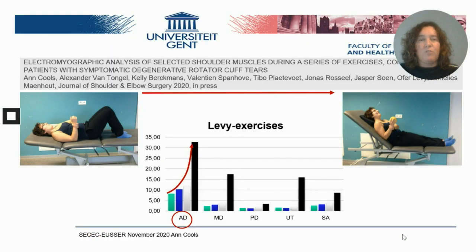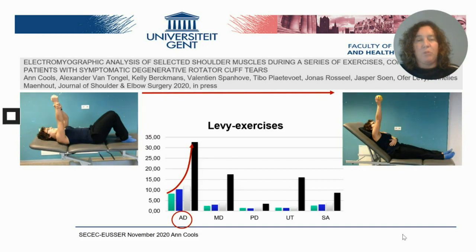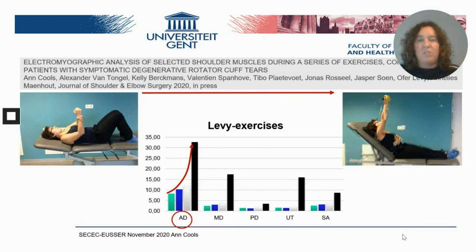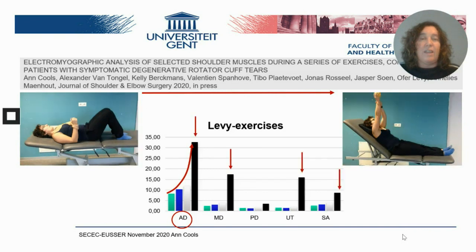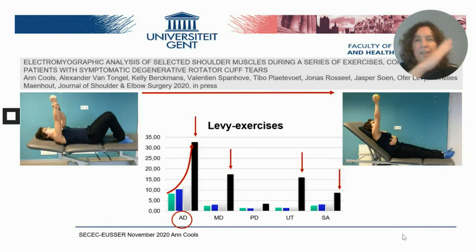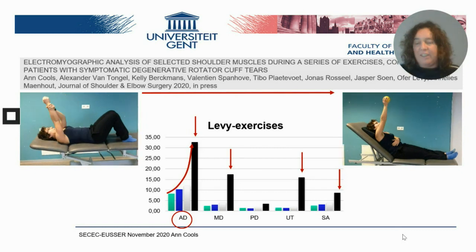Also, during the Levy exercises, we saw that the anterior deltoid was more activated when we increased the progression from a passive version on the left side to an inclined active version with an external resistance on the right side. But the main result was that the highest activity increase was found when we inclined the patient a bit more. So it's much more important to increase your inclination than increasing your external resistance.